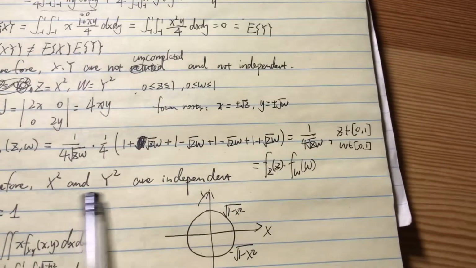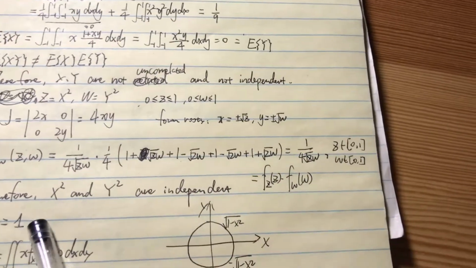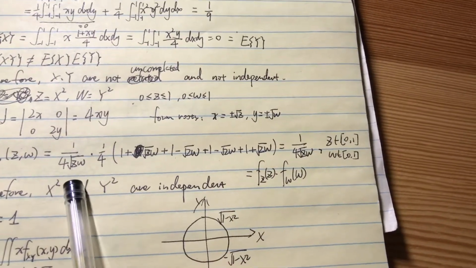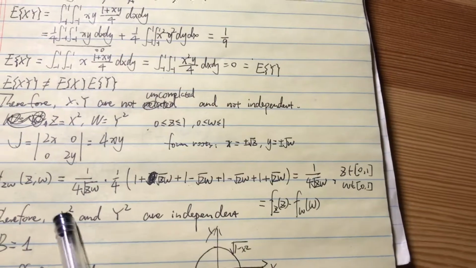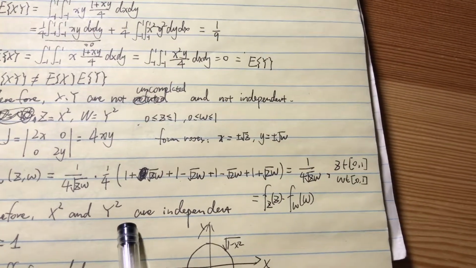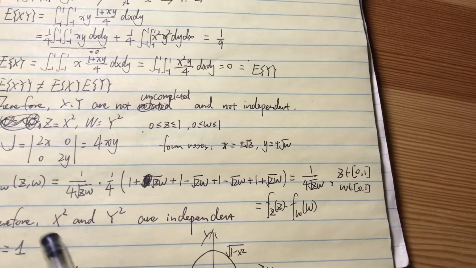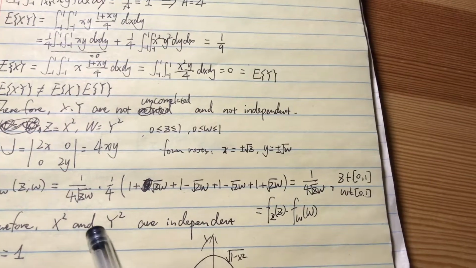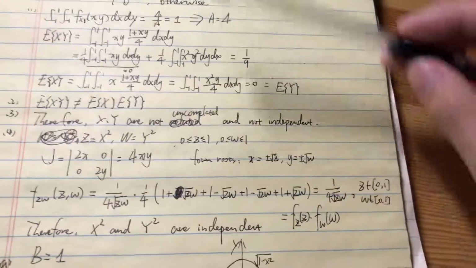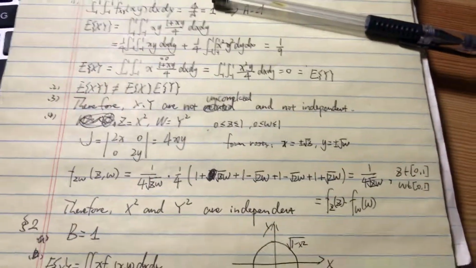And so we know that z and w are independent, which means x squared and y squared are independent. So that's the first question.